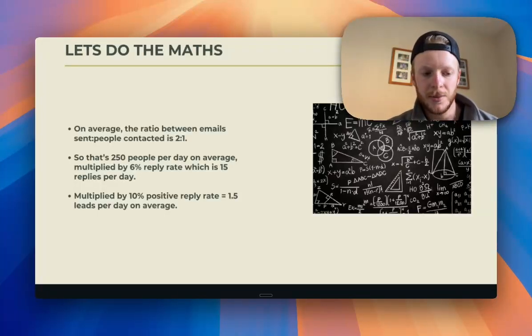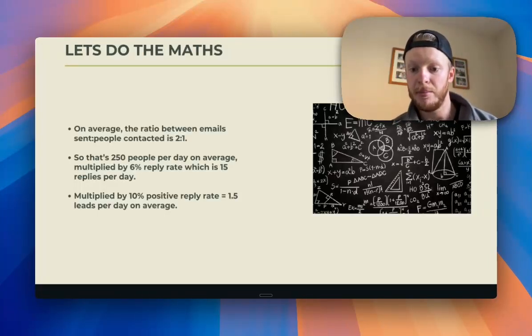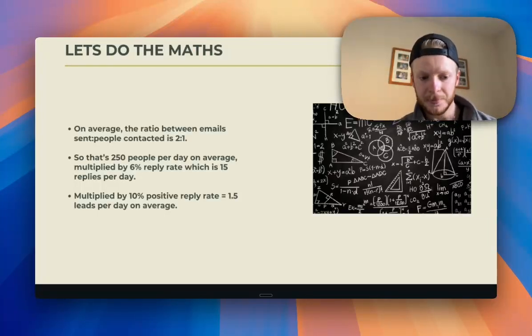And on average, we tend to find that the ratio between emails sent to people contacted is roughly 2 to 1. So if we send 500 emails per day, that's roughly 250 people per day that we're going to contact on average. All that we've got to do then is just make sure that A, our addressable market is big enough, and B, the 250 people that we're reaching out to every day are the right people. And for that, we can use tools like Clay, we can use AI to qualify leads before reaching out to them. But then we ultimately want to get a 6% reply rate from that 250 people every day.